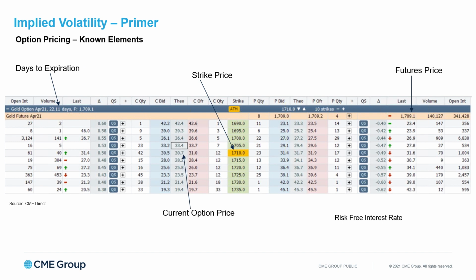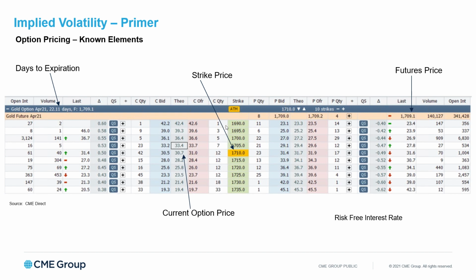But the reason I've got it up is because I've got on here the different elements that go into pricing an option. So you can see days to expiration. In this case, I picked an option that had 22 days, and you can see that up here on the left. You know what that is because you've picked the expiration. Same with the strike price, right? In this case, we're looking at the money 1710 in the gold option. But you've picked the strike price, so you know what that is. You know what the futures price is because that's determined by the market. In this case, it's 1709 spot one.